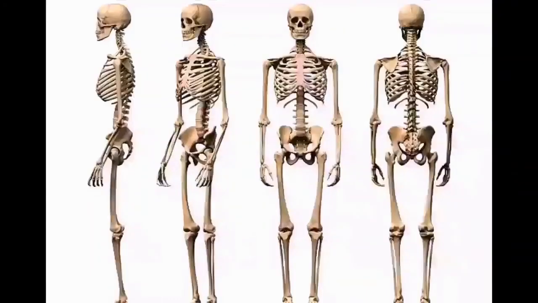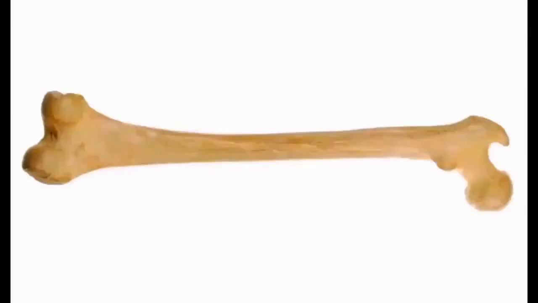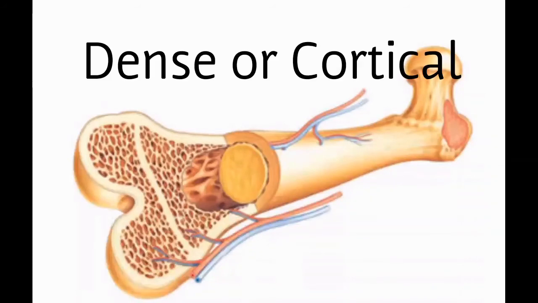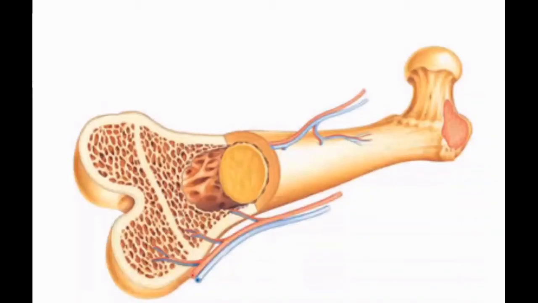So when you look at any bone in your body, take this femur for example, you will find two types of bone tissue, compact bone and spongy bone. This diagram shows the femur sliced open so you can see the two types of bone tissue very clearly. And this dense outer covering here, that's the compact bone. It can also be called dense or cortical bone, but these terms mean the same thing. And on the inside, this network of air pockets is the spongy bone.